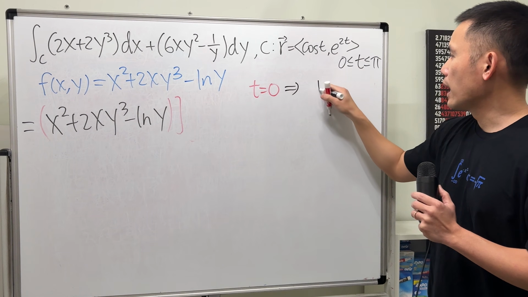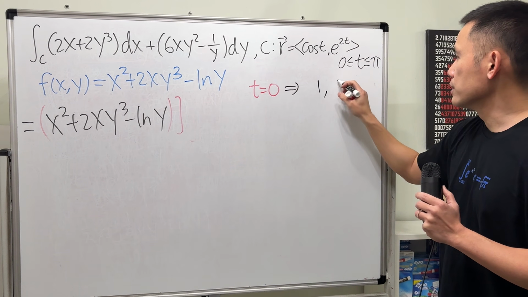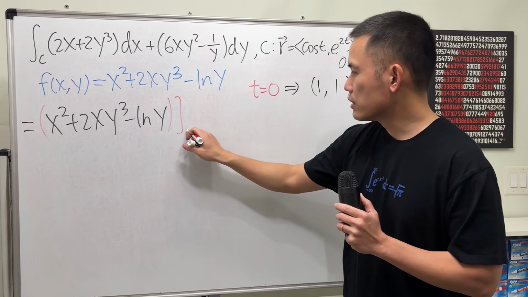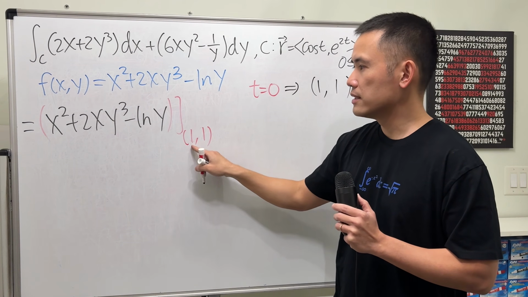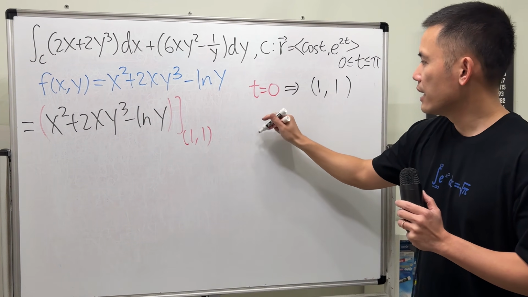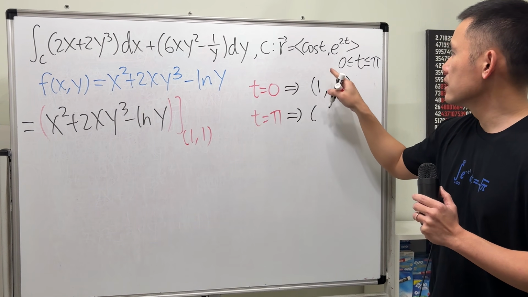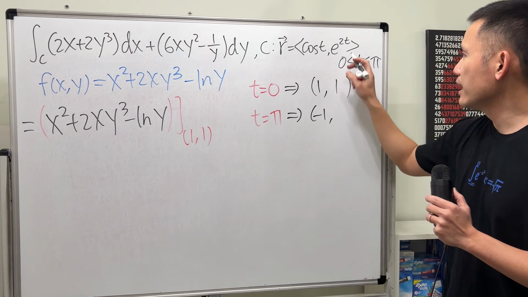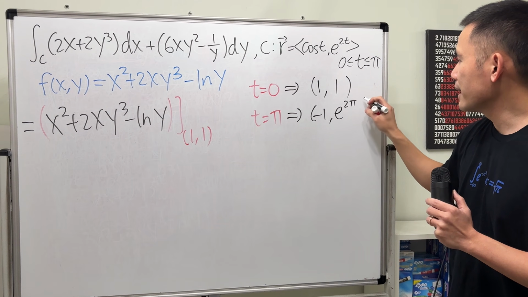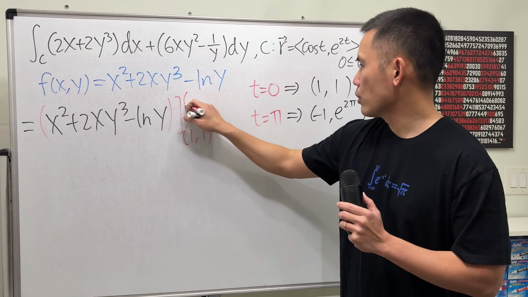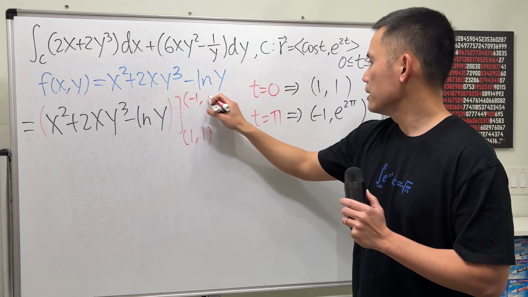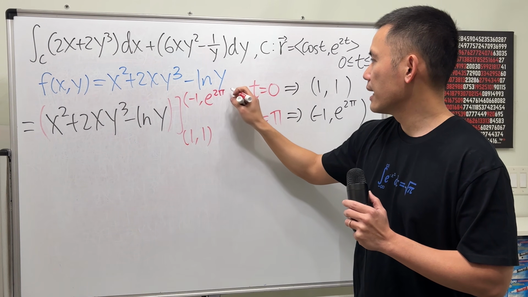Cosine 0 is 1, and then e to the 0 is 1. So we are going to start at (1, 1). X is 1, y is 1. And then when t is equal to pi, we get cosine pi is -1, and then e to the 2 pi. So I will have to go up to (-1, e to the 2 pi).